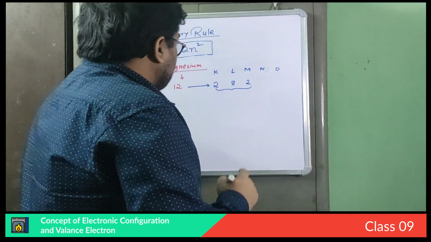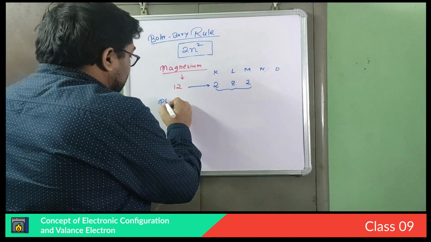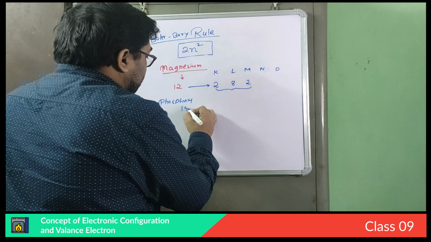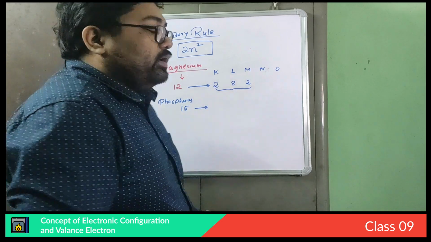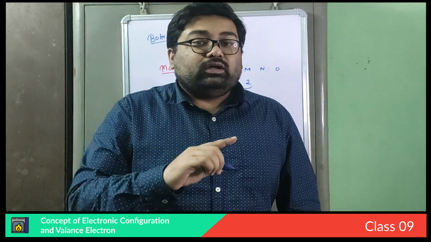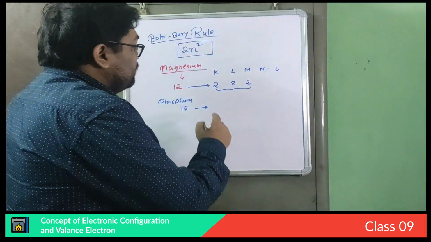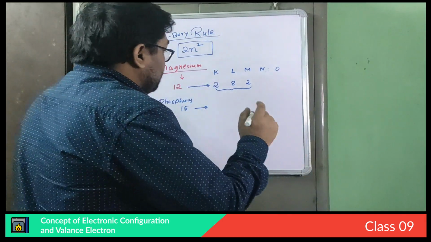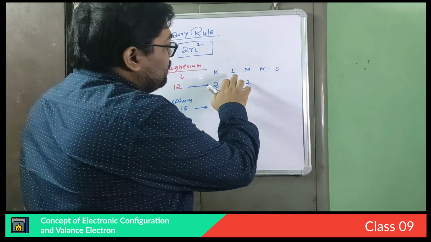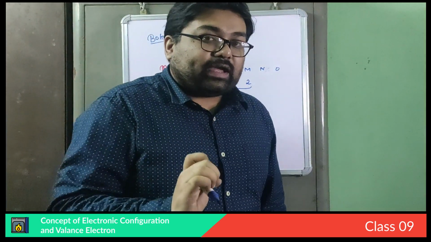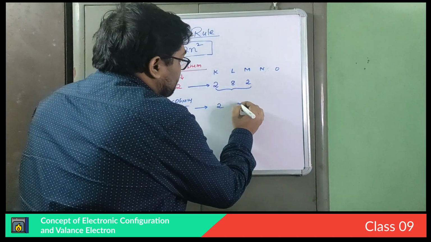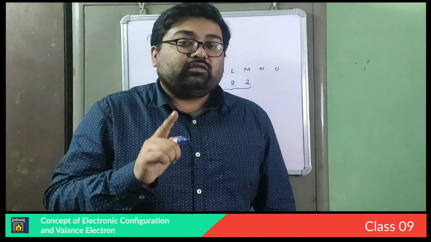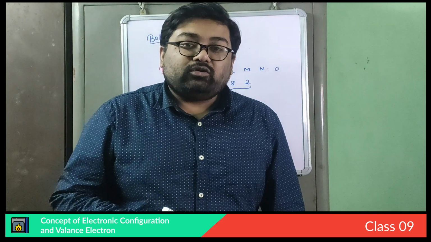Okay. Now if I say phosphorus, the atomic number of phosphorus is 15. So I have to arrange these 15 electrons in the respective shells. So again you see, the K shell will accommodate a maximum of 2 electrons. So I will write 2 electrons here. Similarly, the L shell will accommodate a maximum of 8 electrons. So I will again write 8 here. Now how many electrons are left? 15 minus 10, that is 5 electrons are still there to be filled.